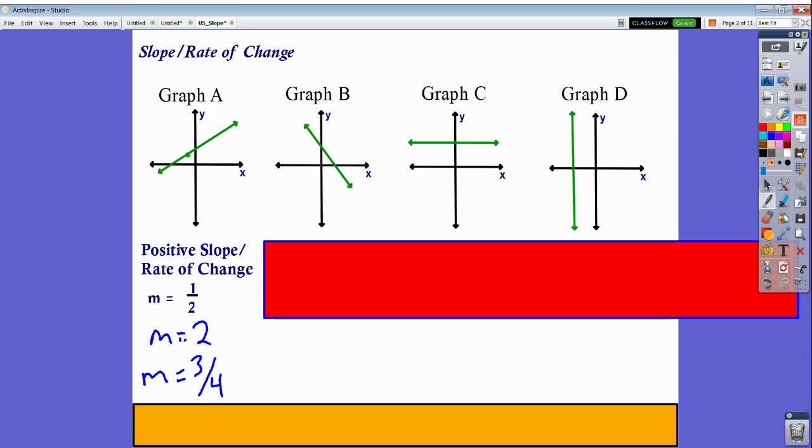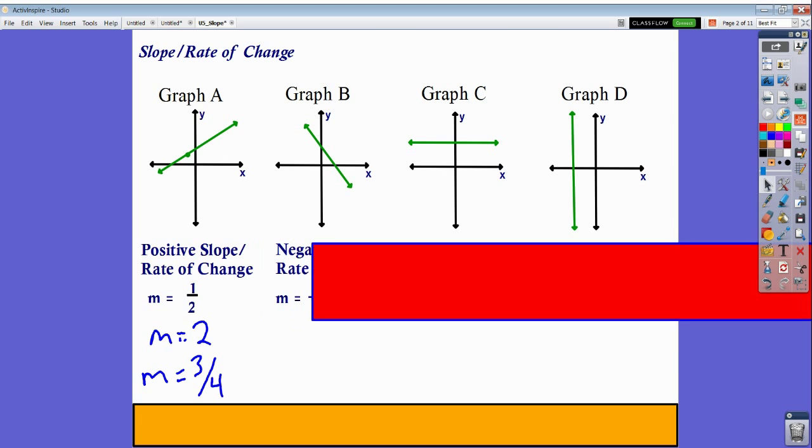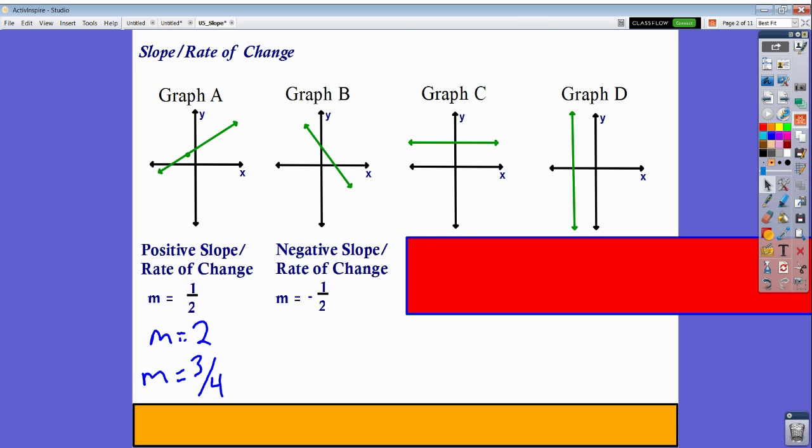In graph B, we can tell that it is a negative slope or a negative rate of change. So we have m is equal to negative 1/2, or we could have m is equal to negative 2. We could have m is equal to negative 3/4. So as you can see, in order for it to be a negative slope, it has to have a negative.